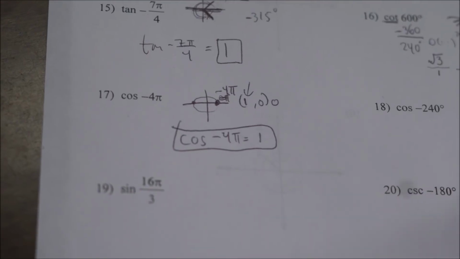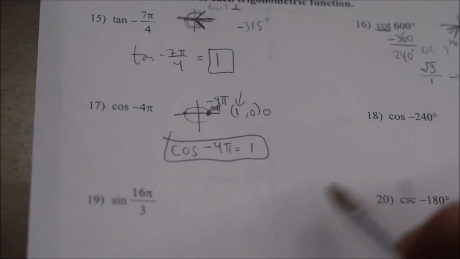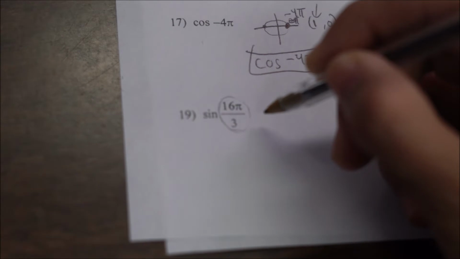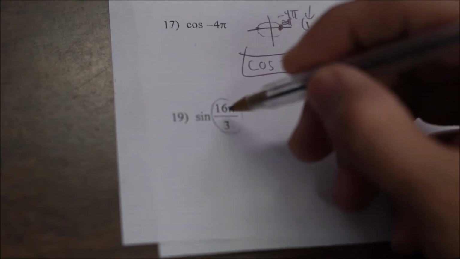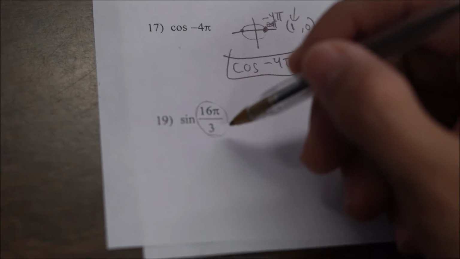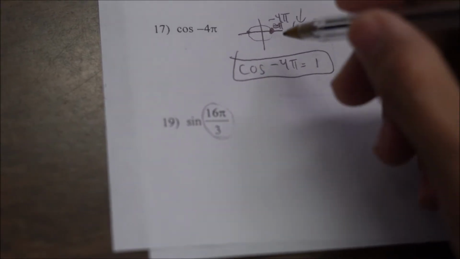Here's another cosine example, but I'm going to just go ahead and skip that one. Let's try one of sine. Now, if you were to look for this in the unit circle, you're not going to find it. And that's because 3 goes into the 16 at least 5 times. Therefore, the unit circle only goes up to 2 pi.